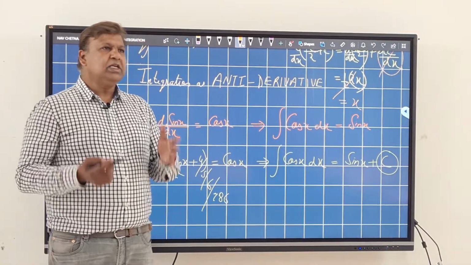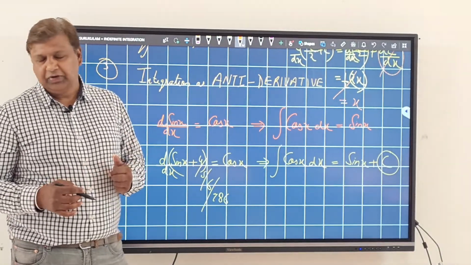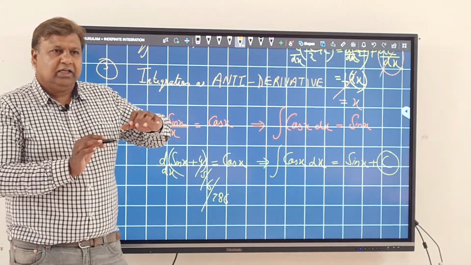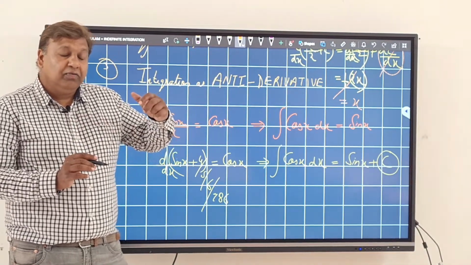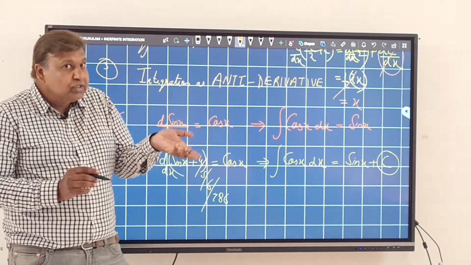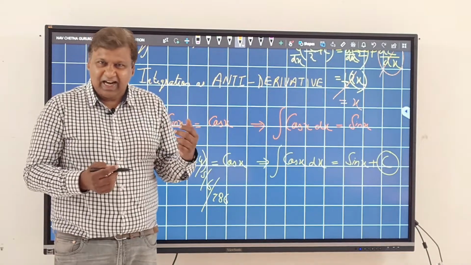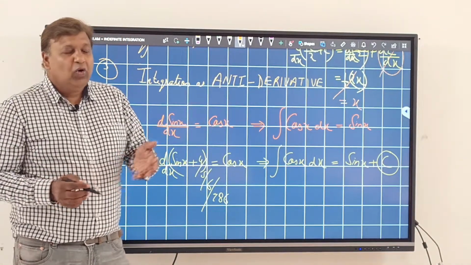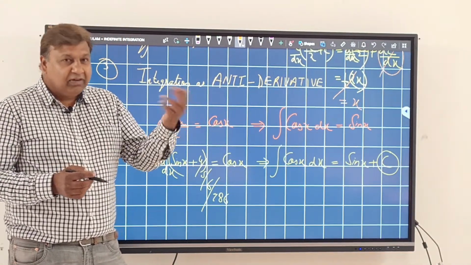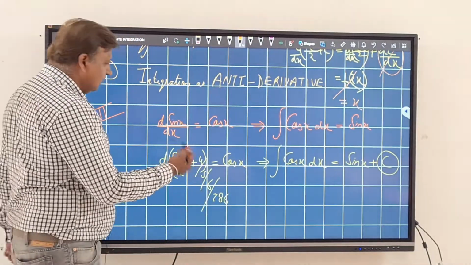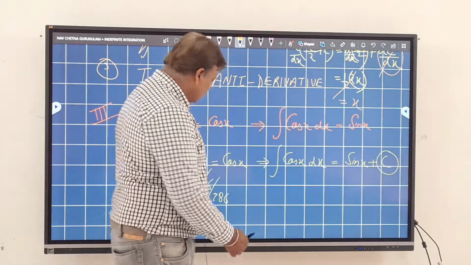Okay? That means integration as the reverse process of differentiation. You will just have to imagine what is the function whose derivative would be the question itself. Did you understand the usage of these words? What function will have the derivative whose integration you are doing? That's the way you have to guess.